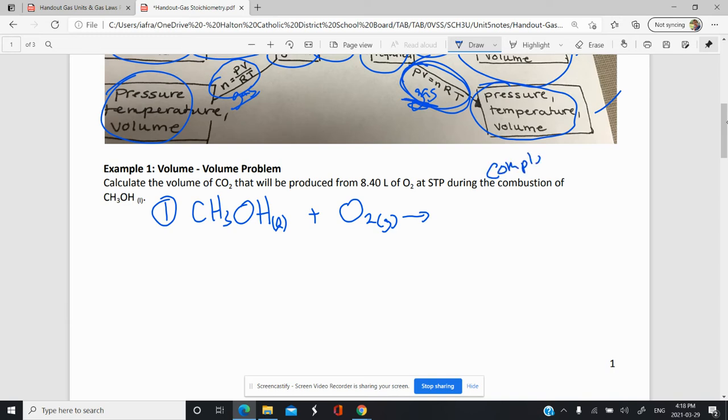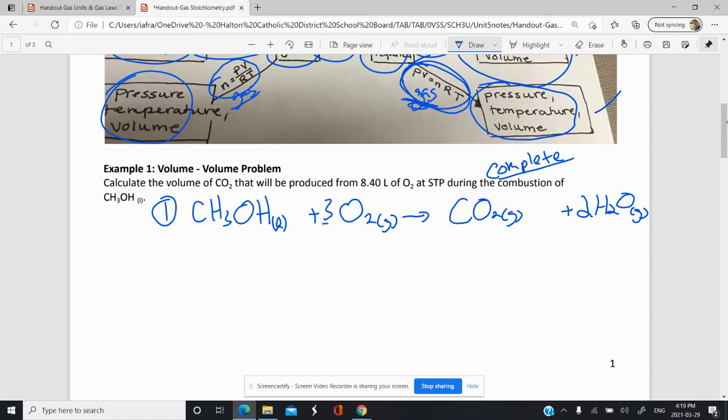So that way I know my products are going to be CO2 plus H2O. And I can balance this. I have one carbon, three O's, four H's. So I do need more H's here. So now I have four H's, but the problem is I have four O's. So that won't work out that way because here I need to have four O's as well.